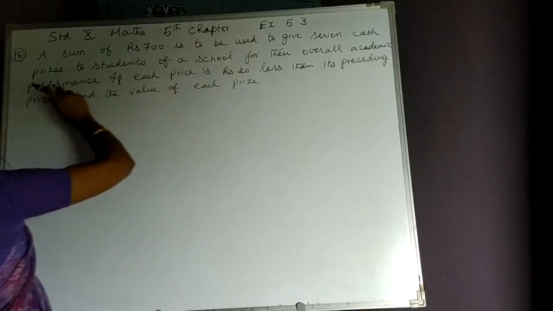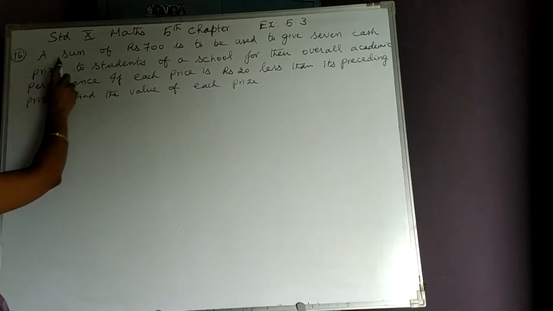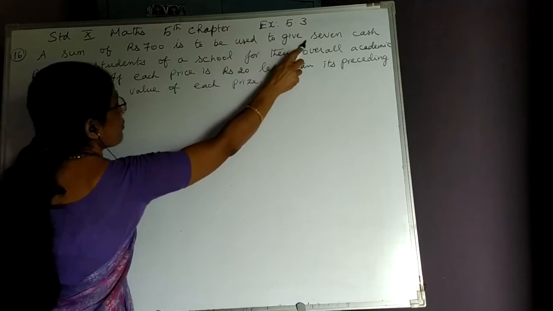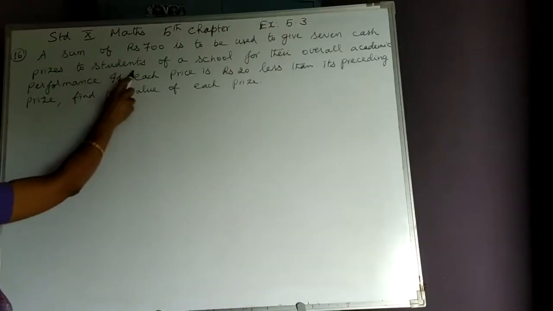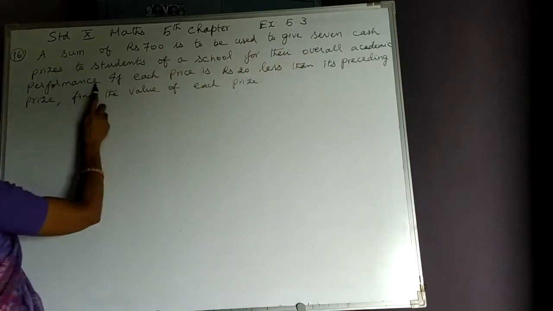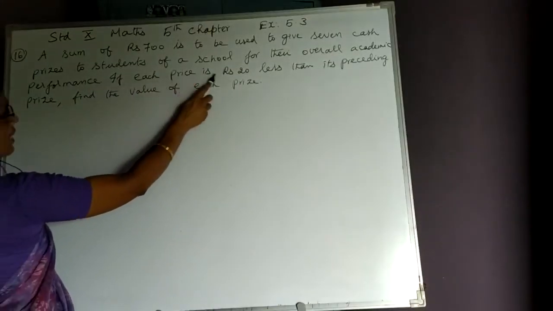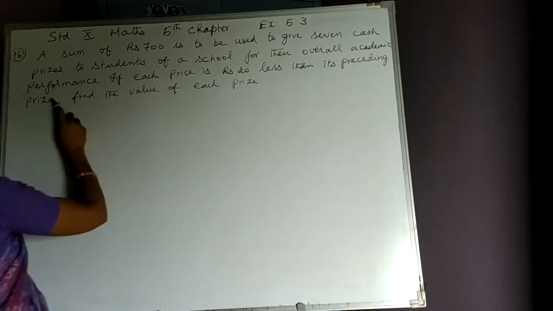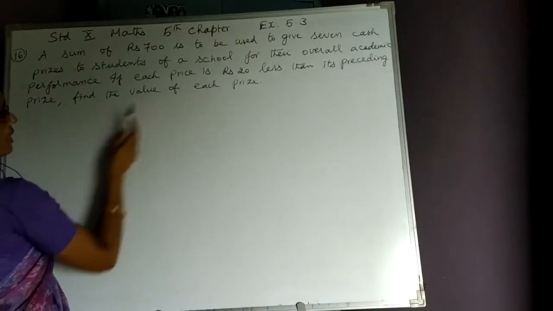Exercise 5.3, 16th sum. A sum of rupees 700 is to be used to give 7 cash prizes to students of a school for their overall academic performance. If each prize is rupees 20 less than its preceding prize, find the value of each prize.